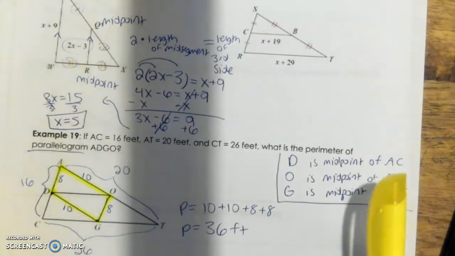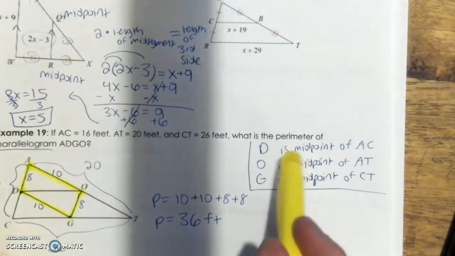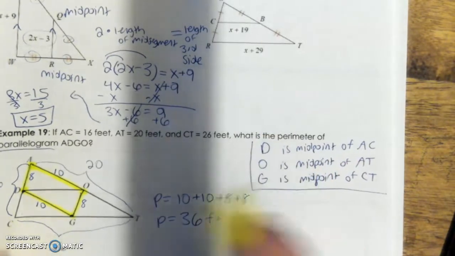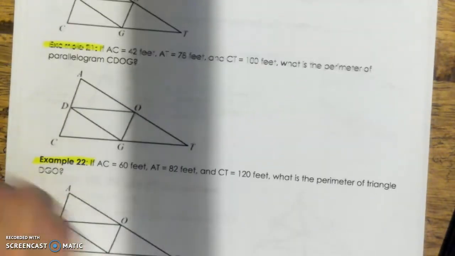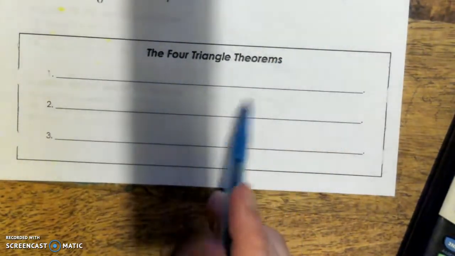All right. So on the next 4 problems that I want you to attempt on your own, I want you to assume the same thing, that D, O, and G are the midpoints. So you can apply that midpoint theorem. So on the next page, you're going to do these on your own. So pause the video and do 20, 21, and 22 on your own, and we're going to go over them in class. All right. Hopefully you've worked those out. You'll be going to the board and working them out.